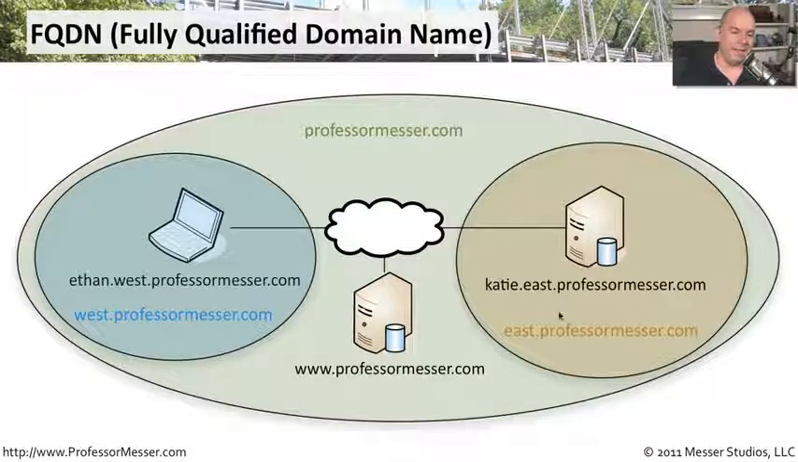But of course, I might have an east side. Here's my east.professormesser.com domain, and there may be a device whose fully qualified domain name is katie.east.professormesser.com. And a similar thing for the west. I have a west.professormesser.com domain, and there's a fully qualified domain name for this device, which is ethan.west.professormesser.com.